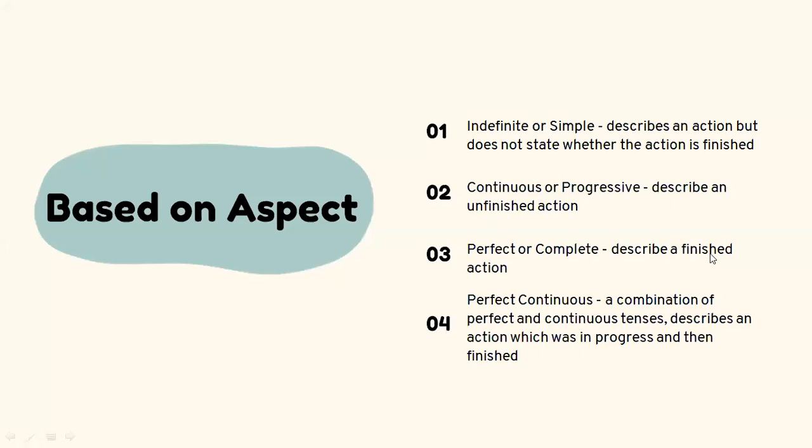And then the fourth is perfect continuous tense form. It is a combination of perfect and continuous tenses, and describes an action which was in progress and then finished. So perfect continuous tense form refers to an action that began in the past, keeps on progressing and finishing, and reaches the present. Okay, so that is perfect continuous tense form.